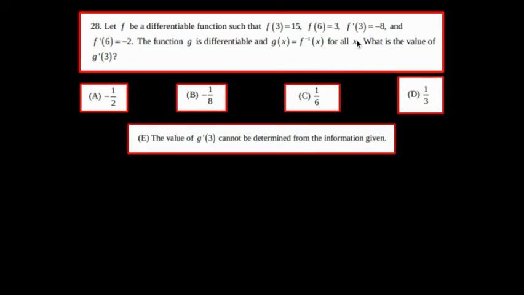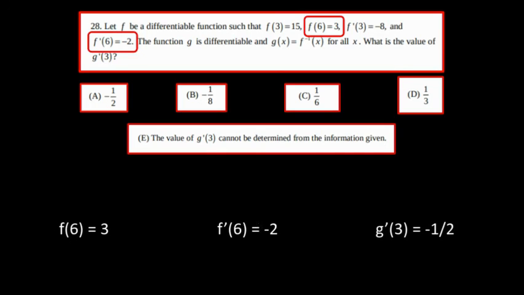What's going to pump out 3 in the regular function is f of 6 equals 3. We see it right there. So if we're taking f of 6, then we're also going to need the derivative at 6, so f prime of 6 equals negative 2. Those will be the two pieces we're going to use. So f of 6 equals 3, that's how we get to g prime of 3 in the end, and then f prime of 6 equals negative 2. From here, it's so easy. It's just g prime of 3 equals negative 1/2. Just 1 over negative 2. Simple as that. So we got A.